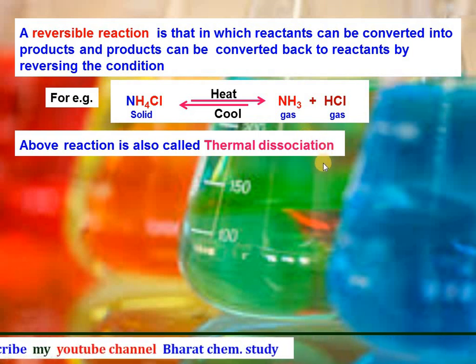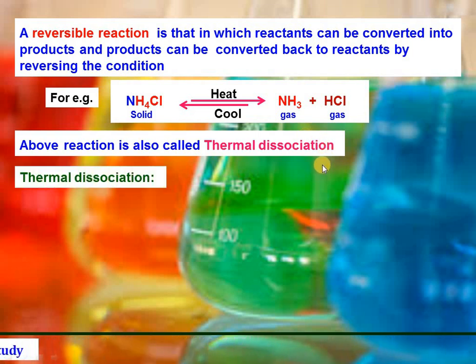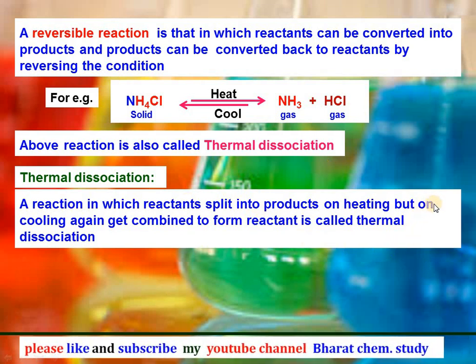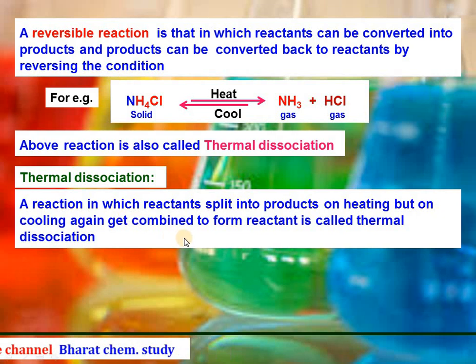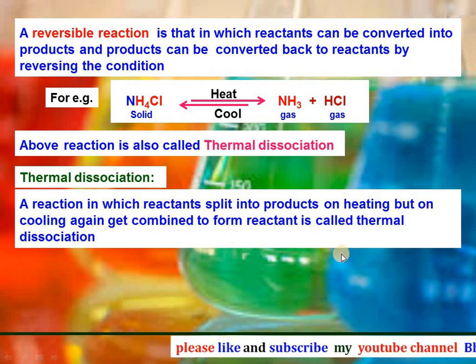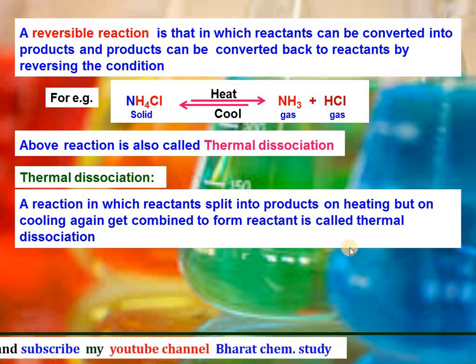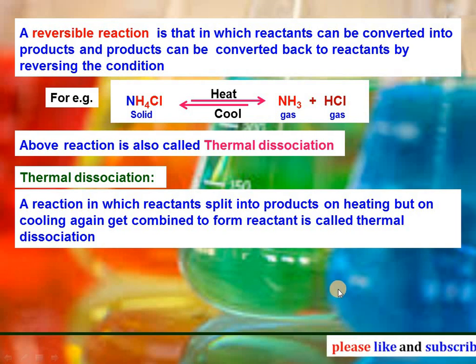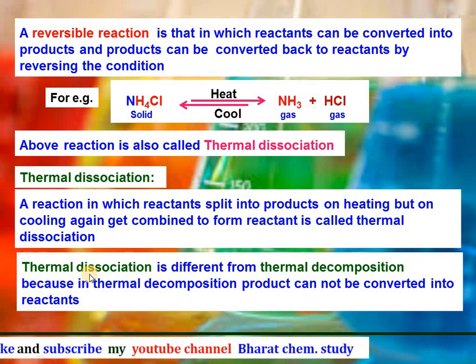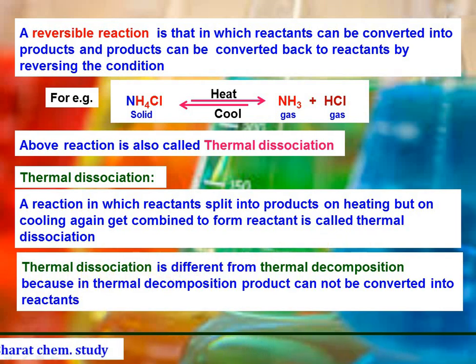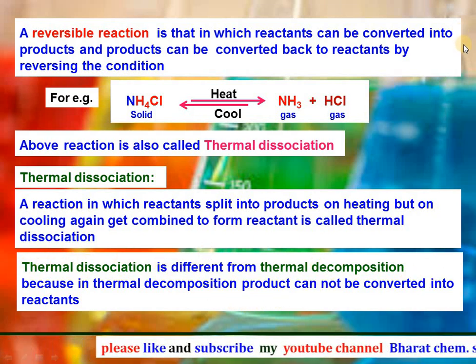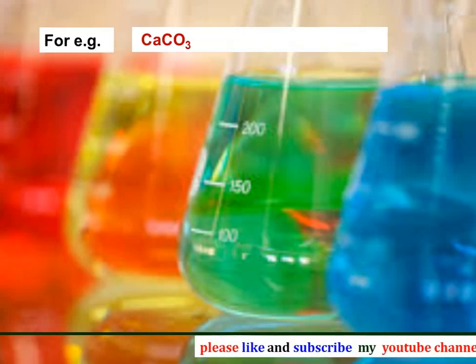So what does it mean? Let's understand this. Thermal dissociation means a reaction in which reactants split into products on heating but on cooling again combine to form reactants. That means a thermal dissociation reaction is a reversible reaction, whereas thermal decomposition is not reversible. So that's why thermal dissociation is different from thermal decomposition, because in thermal decomposition products cannot be converted back into reactants. Let's take an example.